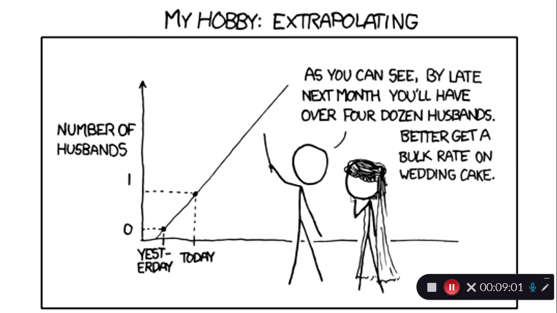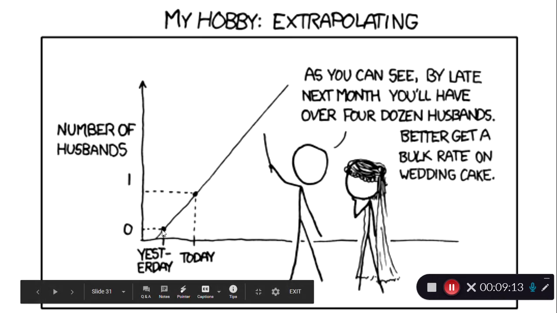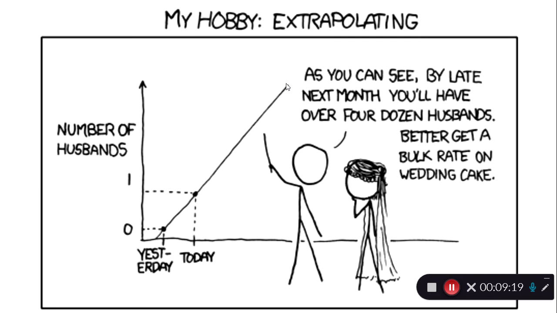So this is a comic I found on the net. It's by XKCD. They have funny, nerdy comics. And so they're extrapolating from 2 data points. All right, yesterday there's no husbands. Today there's 1. You can make a line between those 2 points and then project. You can extrapolate, so kind of predicting. And then, you know, the stick figure says by late next month you'll have over 4 dozen husbands.